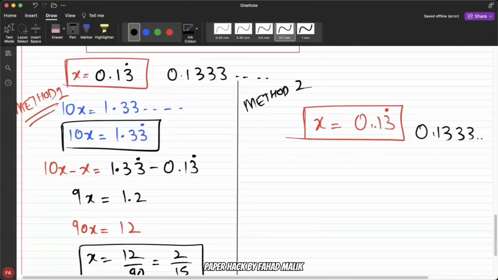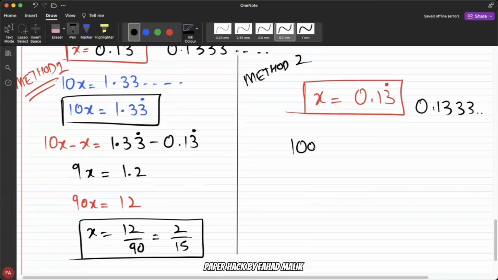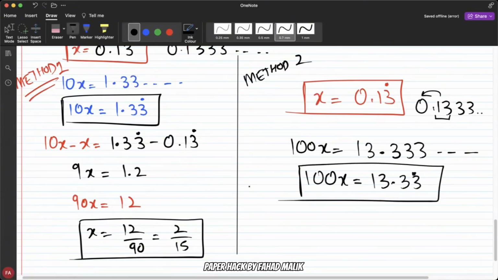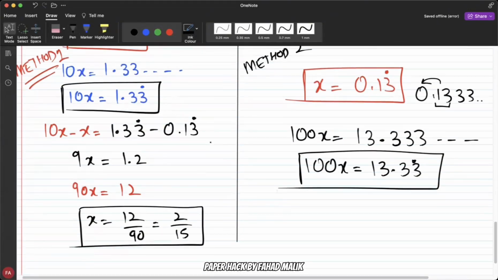If you were to multiply this by 100, that means we'll have 100x equals, 2 decimals will be moved to this side. That means that's going to be 13.333333. Or in other words, I can write it down as 100x equals 13.3 and then 3 and then dot on it. This is the expression that I end up getting.